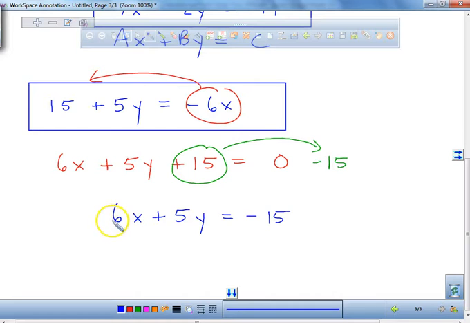Now, is our greatest common factor equal to a 1? Let's check. What are the only factors of 6? A 2, a 3, and a 6, right? And 1, right? What are the factors of 5? 5 and 1. What are the factors of 15? 3, a 5, and 15, and 1.